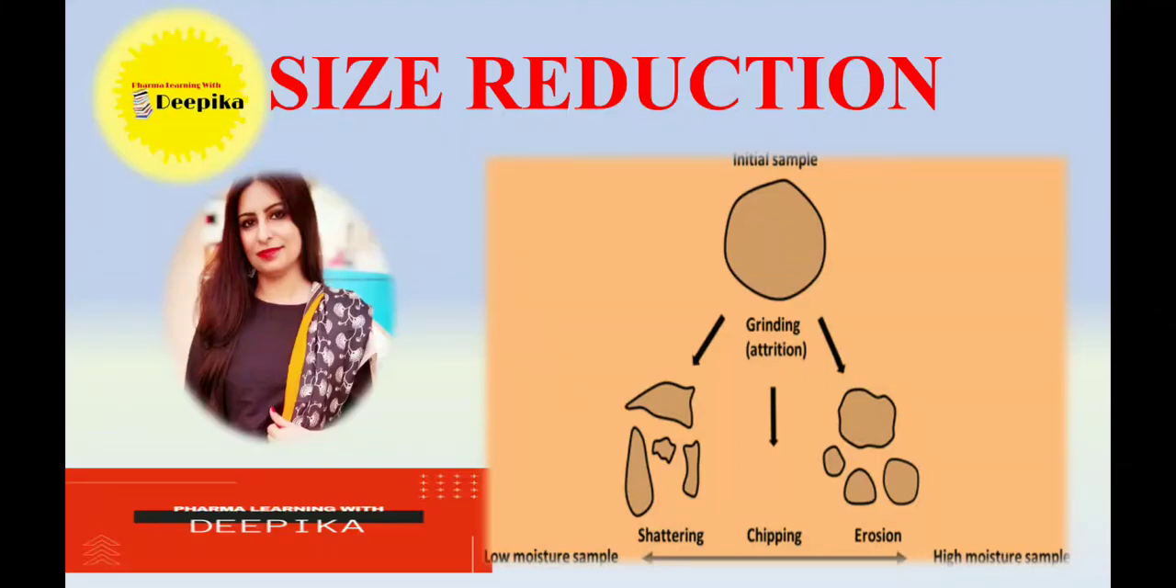In my previous video lectures on size reduction, I had discussed equipment which is used for size reduction, that is ball mill, hammer mill, fluid energy mill, rotary cutter mill and roller mill. The link of my previous video is in the description box. You can go and check it out. Now I will discuss with you another size reducing equipment, which is the colloidal mill.